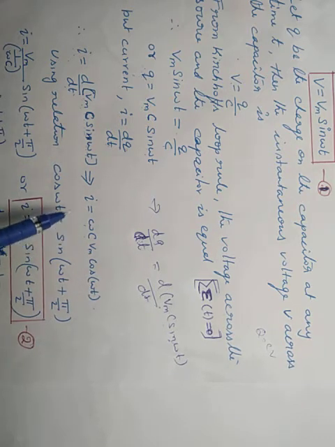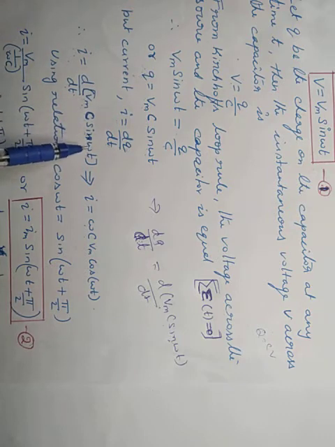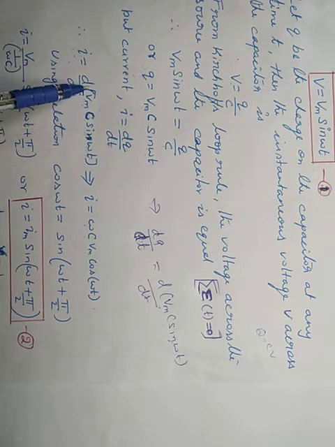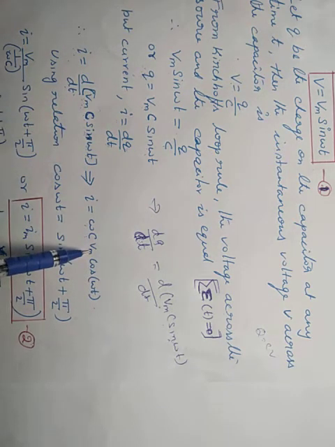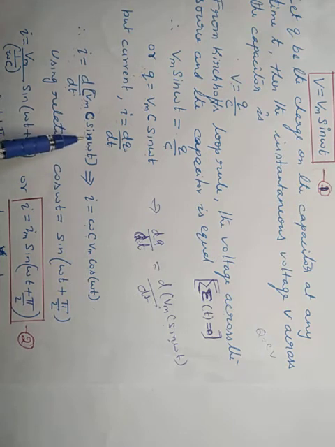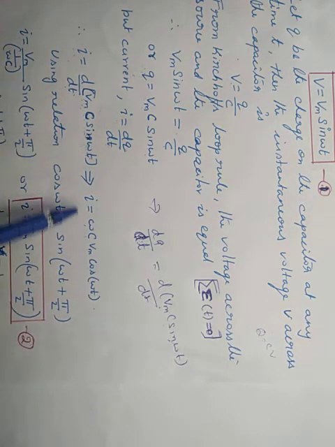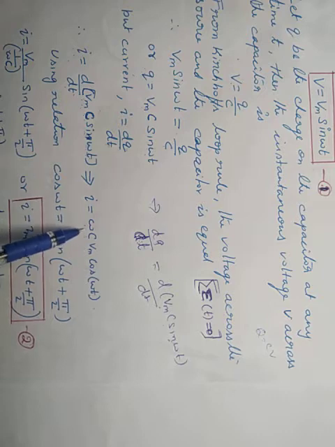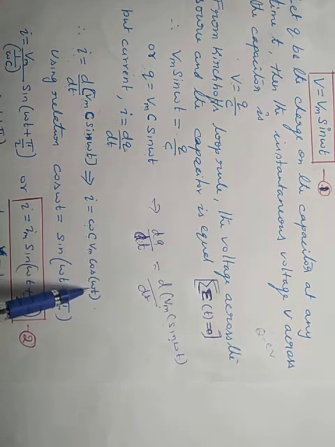Clear? Once again, the differentiation of Vm C sin omega t. Here the constants are Vm into C. Then you differentiate sin omega t. The differentiation of sin omega t is cos omega t, and once again omega t you have to differentiate, that is into omega. So, you will get the term omega C Vm cos omega t.